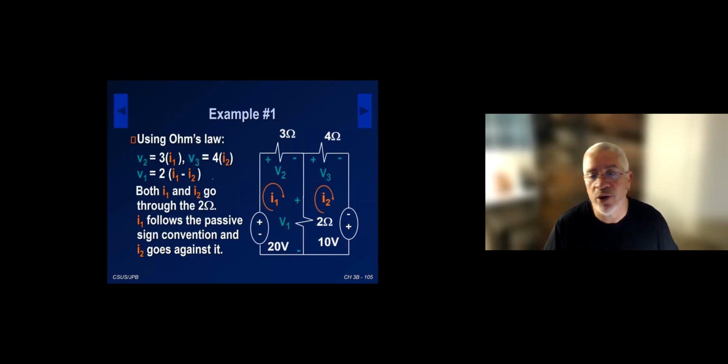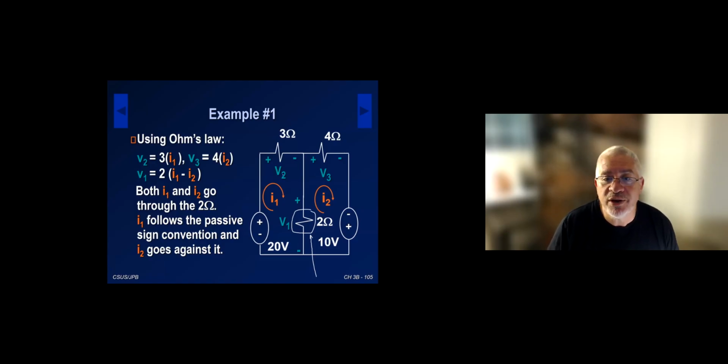So here are the Ohm's law equations. I want you to pay attention when you have an element that's between two meshes. The 2 ohms here, between two meshes, okay? Because once you have a resistor between two meshes, it needs to have both currents in there.